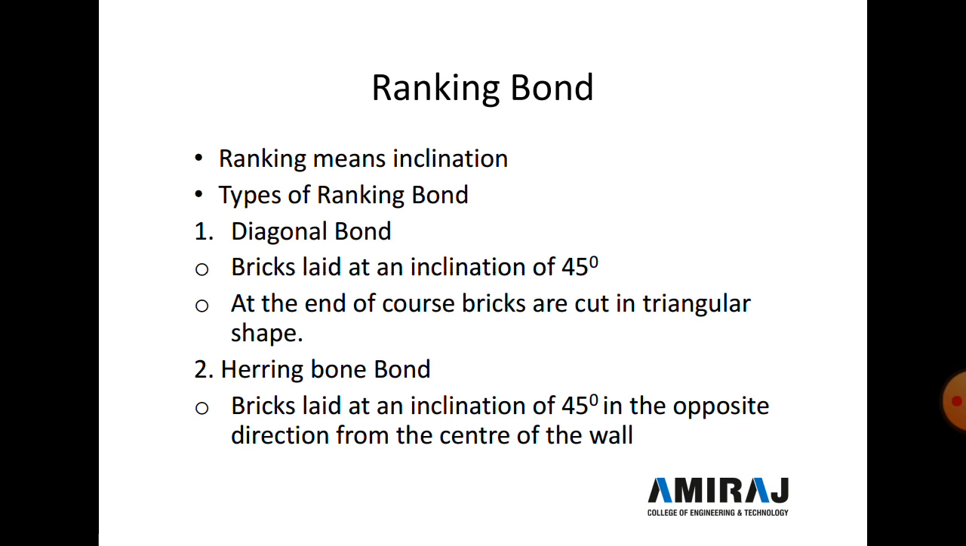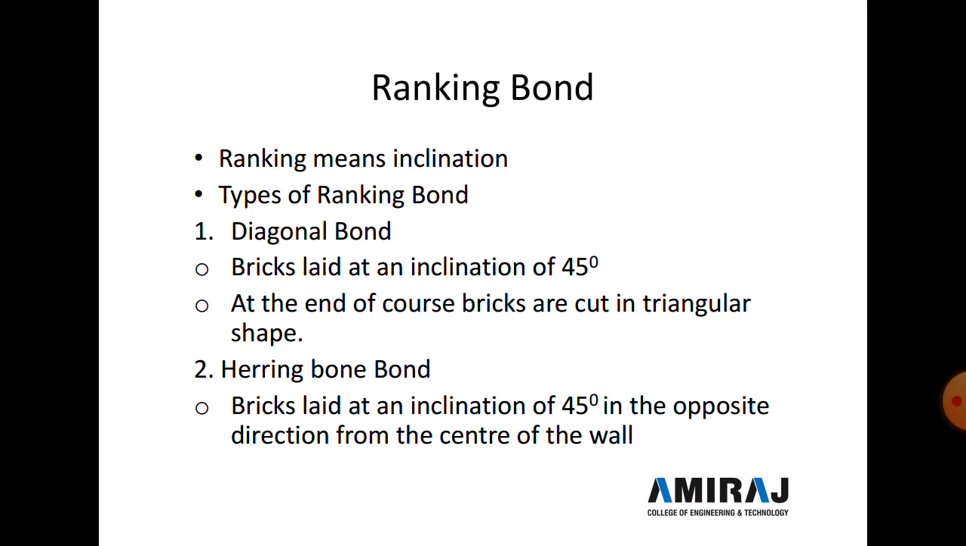Next is the raking bond. Raking means inclination or inclined. This type of raking bond is divided into two parts: diagonal bond and herringbone bond. We discuss the diagonal bond first. Bricks are laid at an angle of inclination of 45 degrees. All the bricks are put at 45 degrees to prepare a bond called a diagonal bond. At the end of the course, bricks are cut in a triangular shape and put at the corner side.